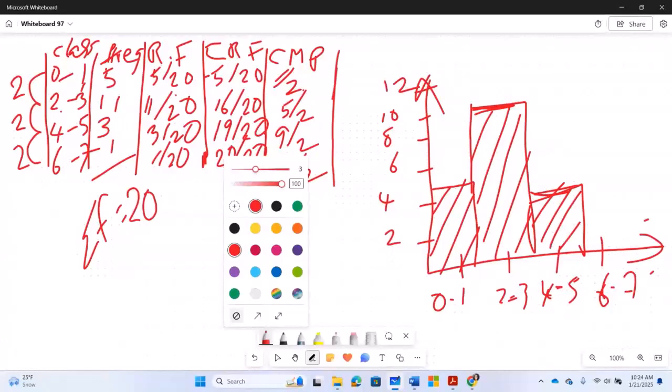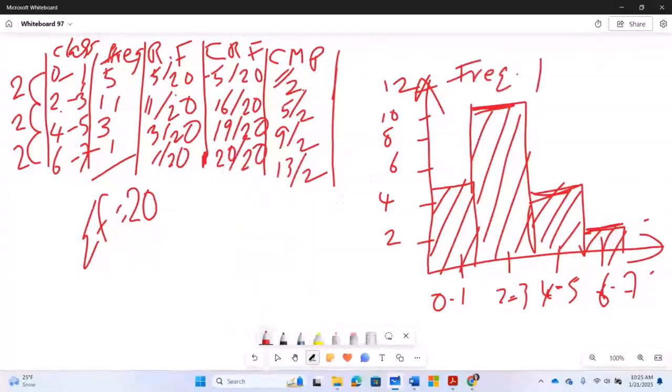Remember, I have 4 classes. Therefore, I have 4 bars. For the last class, 6 to 7, the frequency is 1. So this is approximately it. So this is a frequency histogram. If I'm told to draw a frequency histogram, I am going to draw this.